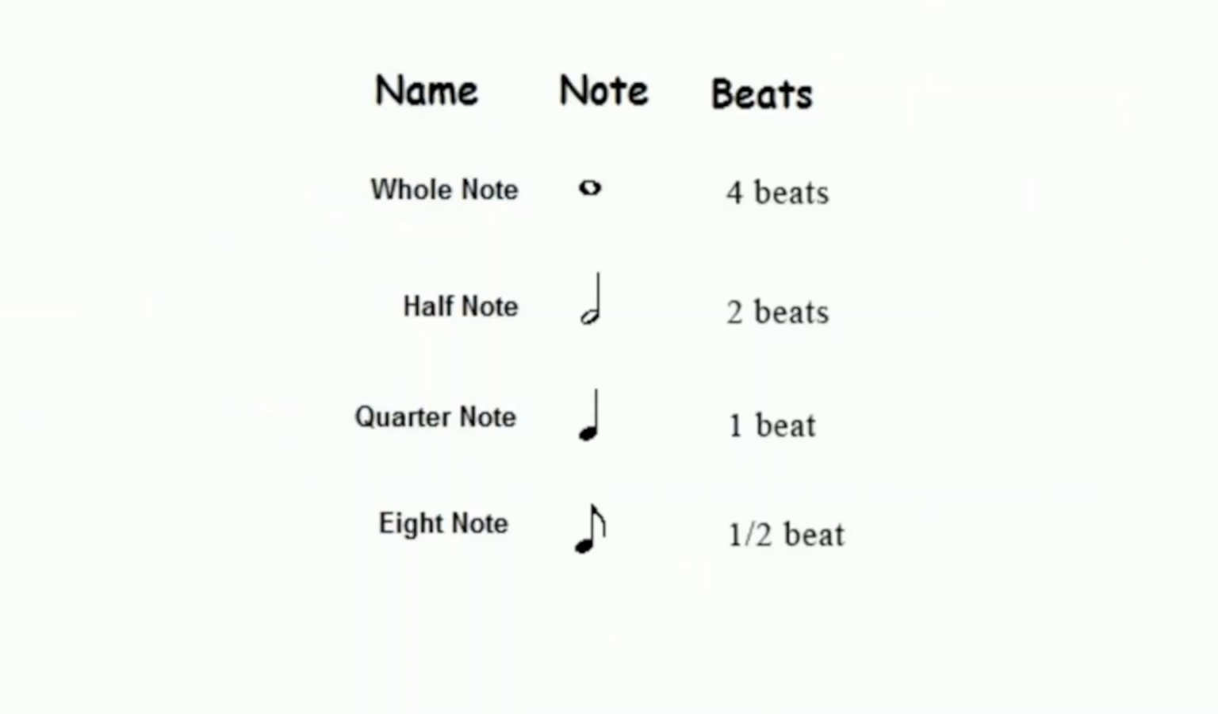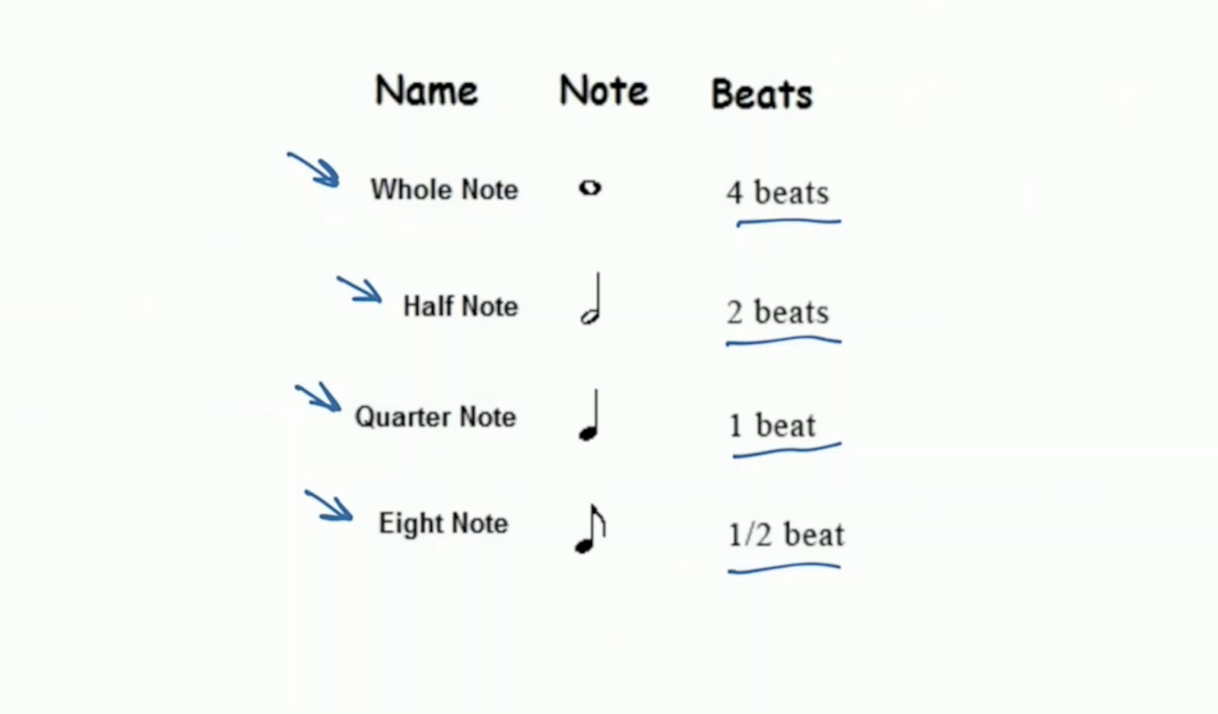Okay, so before I show you anything about the rests, I just want to do a quick recap on the different types of notes and their values. So, for one, we should know the whole note is equal to 4 beats. The half note is equal to 2 beats. The quarter note equals 1 beat. And the eighth note is equal to half a beat.